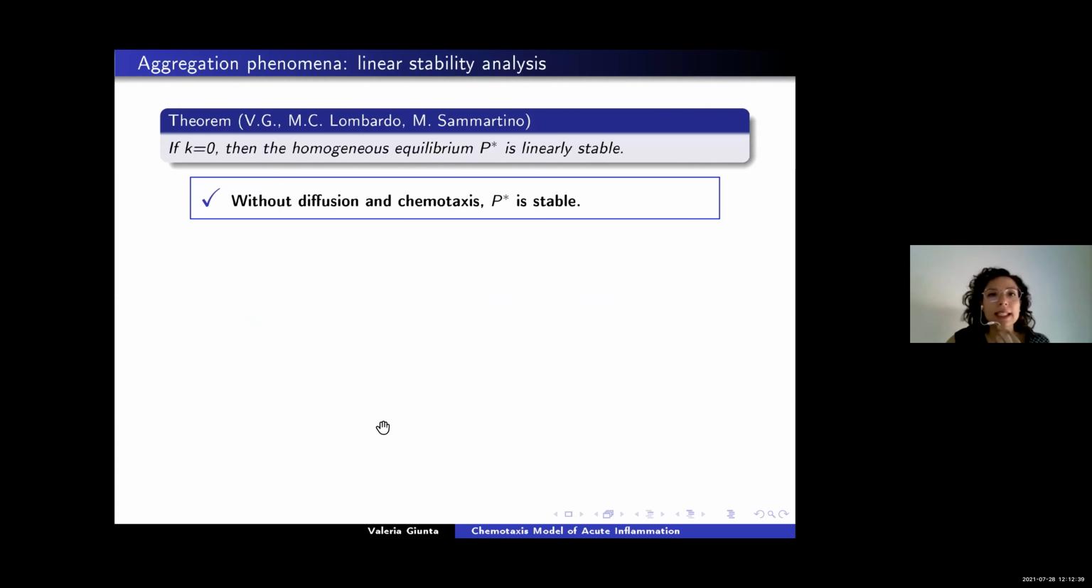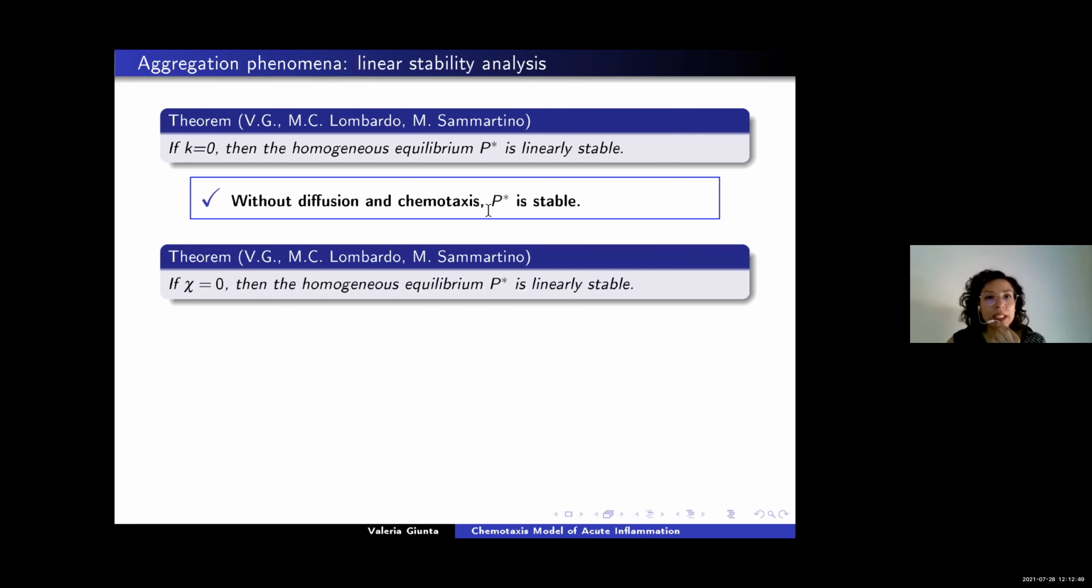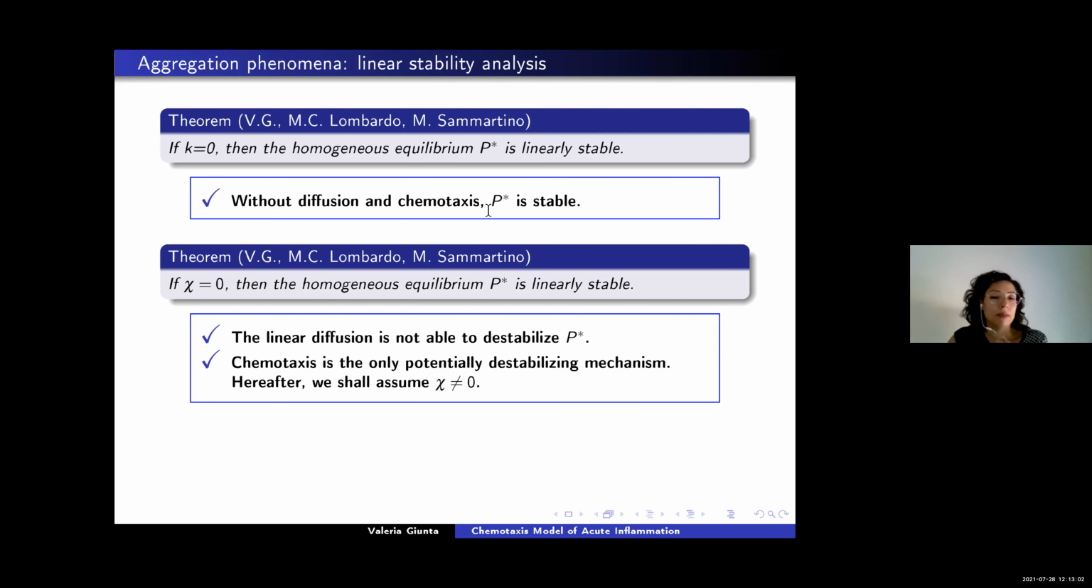First, we have analyzed the system without diffusion and chemotaxis, and we have seen that the equilibrium point is always stable. Then we have included the linear diffusion terms, and we have proved that without chemotaxis, again, the equilibrium point is stable. This means that in our model, chemotaxis is the only potentially destabilizing mechanism.